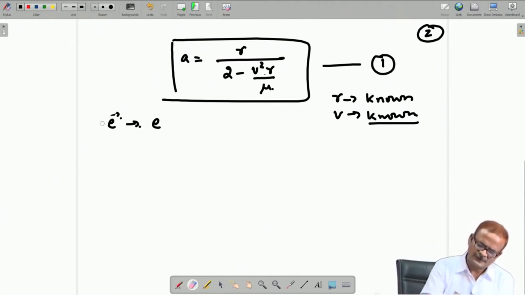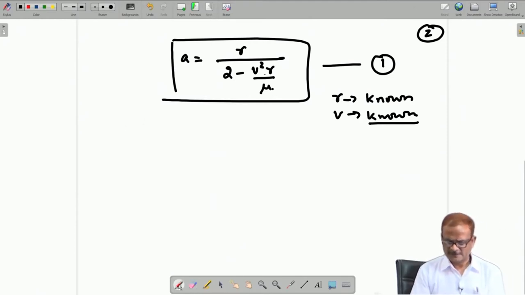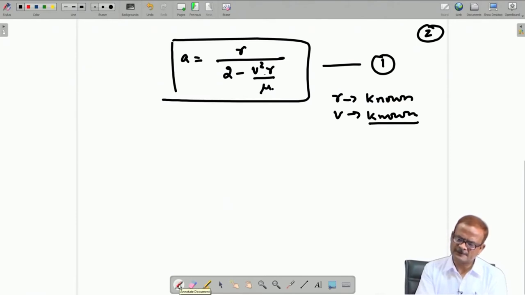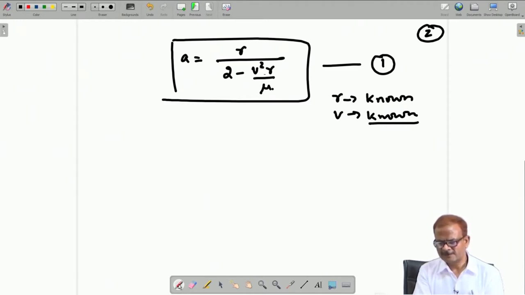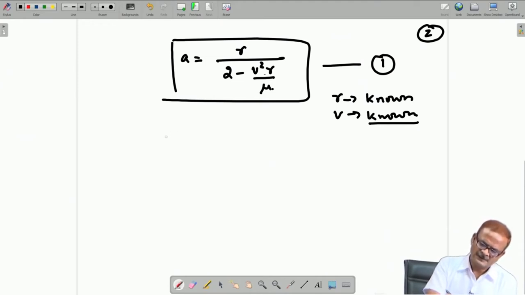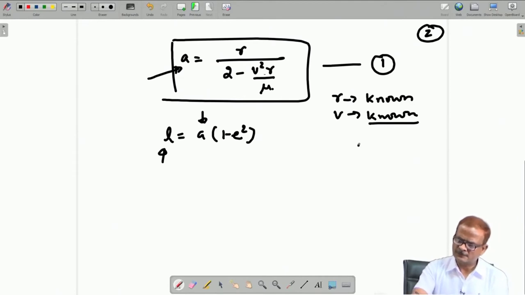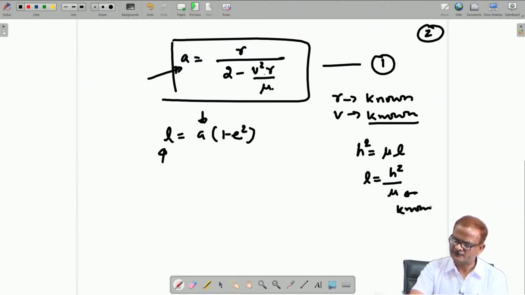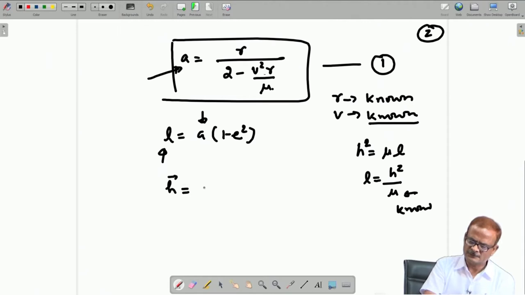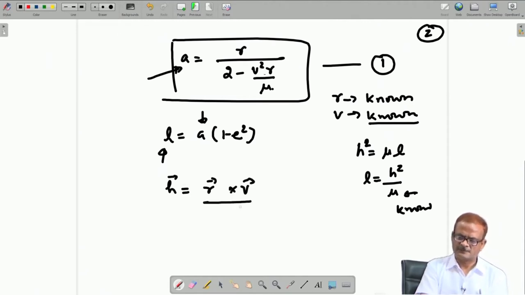There are numerous ways of working problems in space flight mechanics, and it may not be possible to work out all of them here, but as far as possible I will try to. Like, say, l equal to a times 1 minus e square. If we know a from this place, a is known, and how can we know l? We know the relationship h square equal to mu times l. So, l will be h square by mu. Mu is known because this is a planetary gravitational constant, and h will be known from h equal to r cross v, because r and v are known as vectors.